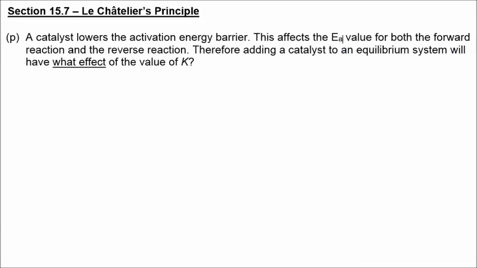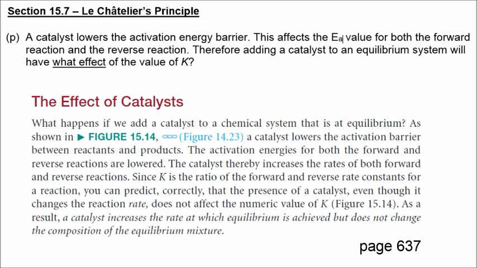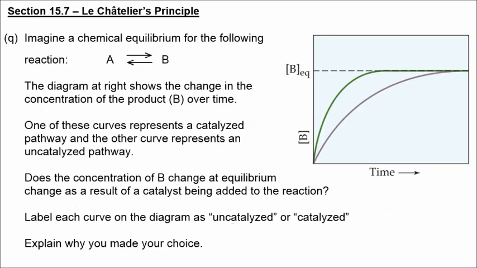Finally, we're talking about a catalyst. This will affect the activation energy value, but it affects both the forward and the reverse reaction. So when you add a catalyst, it does not shift the equilibrium at all, but simply increases the rate at which equilibrium is achieved. You get to equilibrium at a faster rate, but you don't change the position of the equilibrium at all.